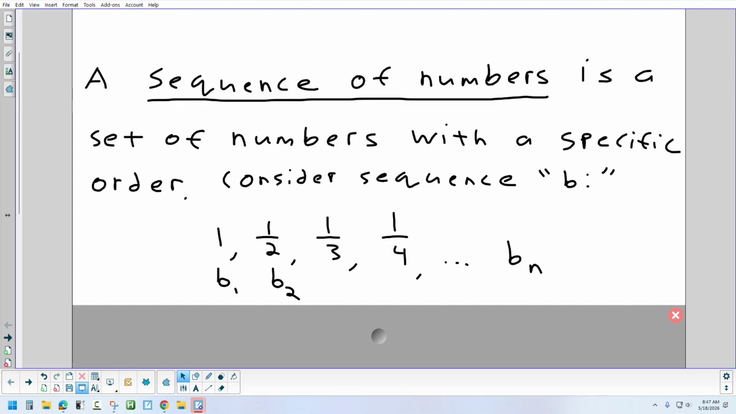Dot, dot, dot just represents there's some unknown number of terms between the fourth one and the nth one. But this particular sequence is finite, which means it has an end to it. Some sequences stop, some sequences go on forever. I know that this one stops because there's not a dot, dot, dot at the end. Okay? How many terms are in this sequence? That I don't know. But I do know that it stops at the nth term, however high that is.